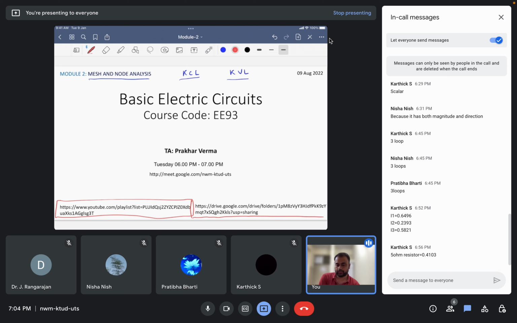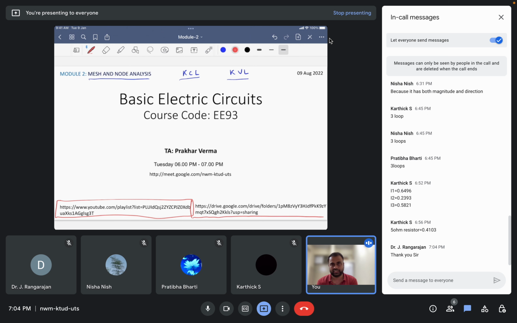So we have covered in today's class the mesh and node analysis, along with the basic questions, that is the voltage division and current division rule, using Kirchhoff's current law and Kirchhoff's voltage law. Also we solved some problems. The problems involved some basic application of Kirchhoff's voltage law, and also we did mesh analysis. And finally, the last problem, we did node analysis.